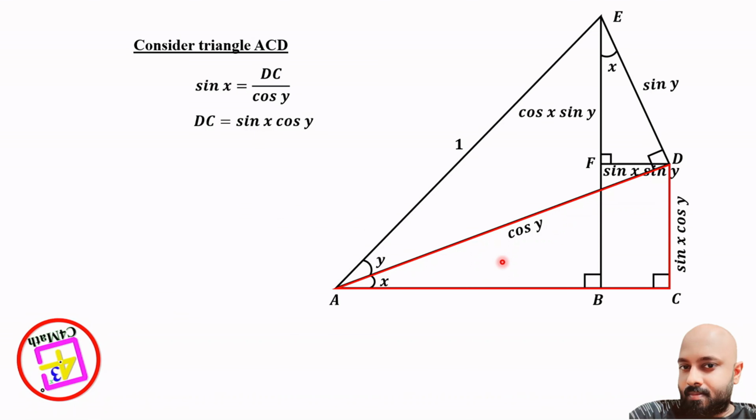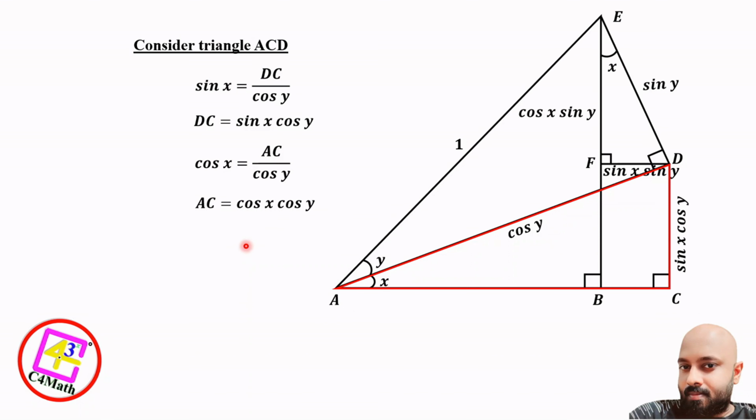Then next we can apply cos in the same right angle triangle. Cos x is equal to AC over cos y. Then cross multiplication, that is AC is equal to cos x cos y. That means instead of AC we can write cos x cos y. Okay.